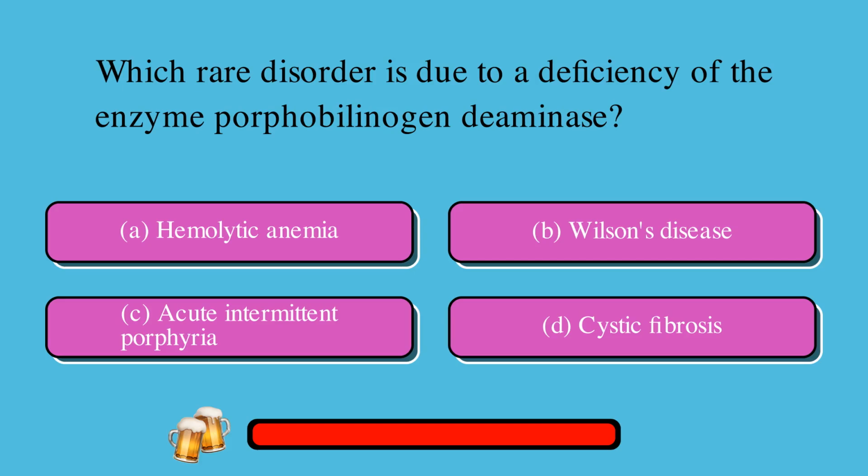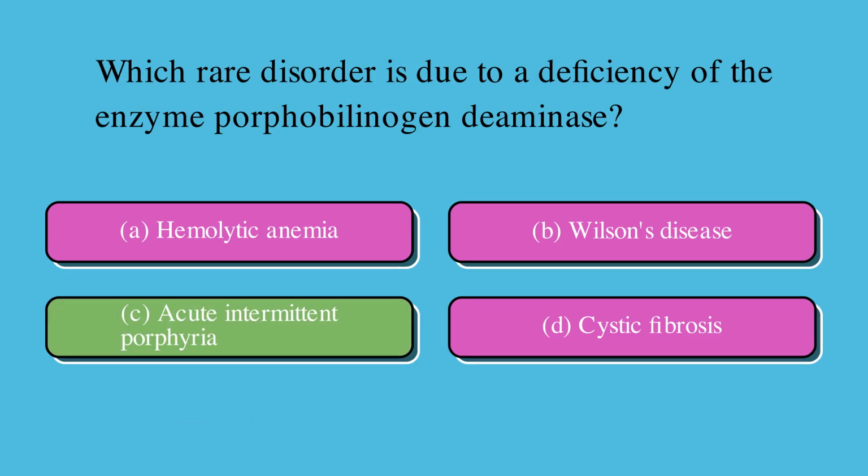Which rare disorder is due to a deficiency of the enzyme porphobilinogen deaminase? A. Hemolytic anemia, or B. Wilson's disease, or C. Acute intermittent porphyria, or D. Cystic fibrosis. The correct answer is C. Acute intermittent porphyria.